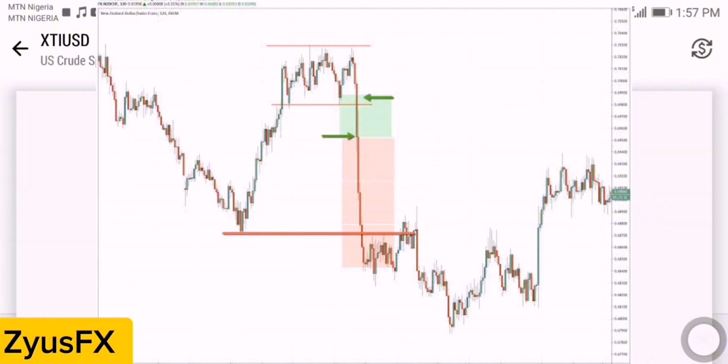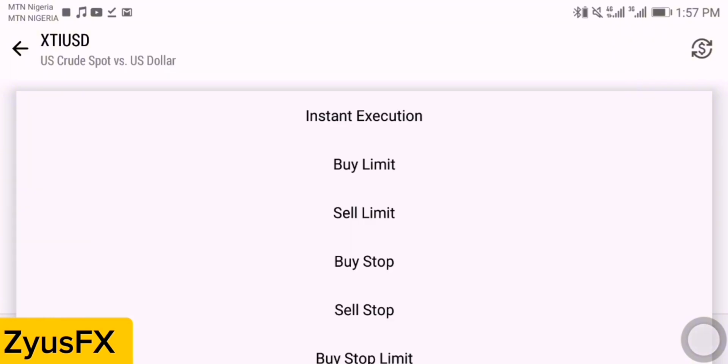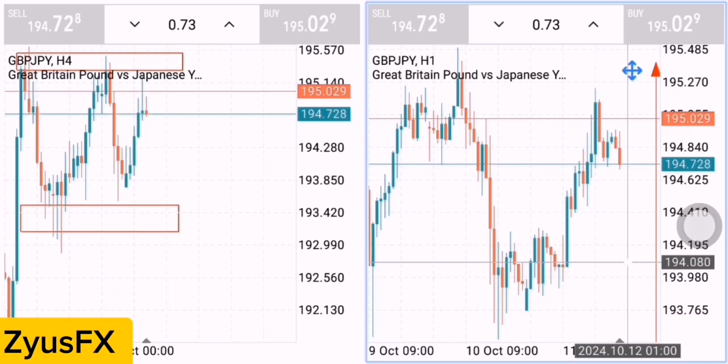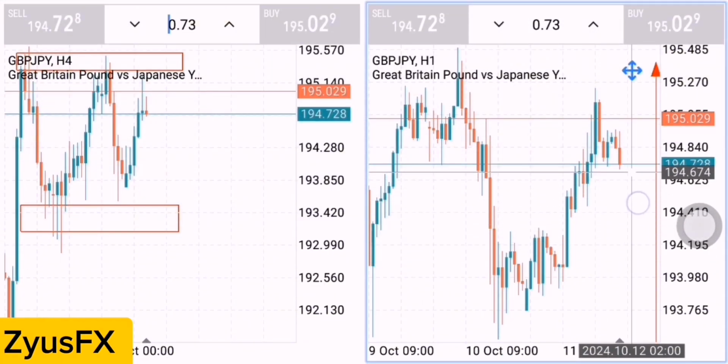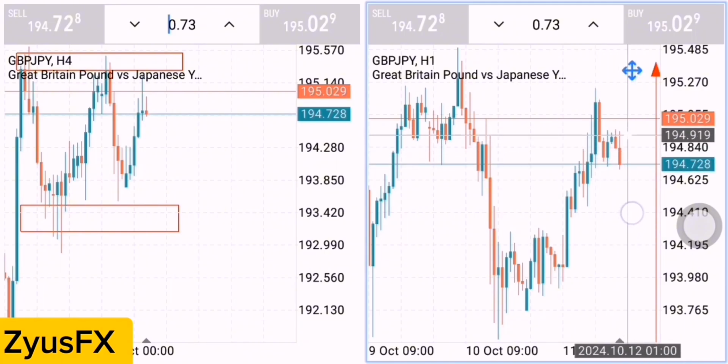I'll be sharing with you guys some examples. So here is example number 1. We are going to be using the sell stop order. We are currently on pound JPY, and this is where we identify price. Price is currently at the key level. We anticipate price to continue down, but we are not going to be using the instant execution. We are going to be using the pending order.